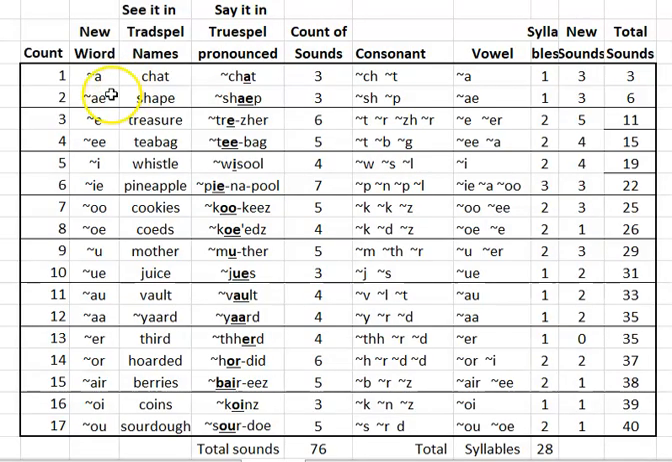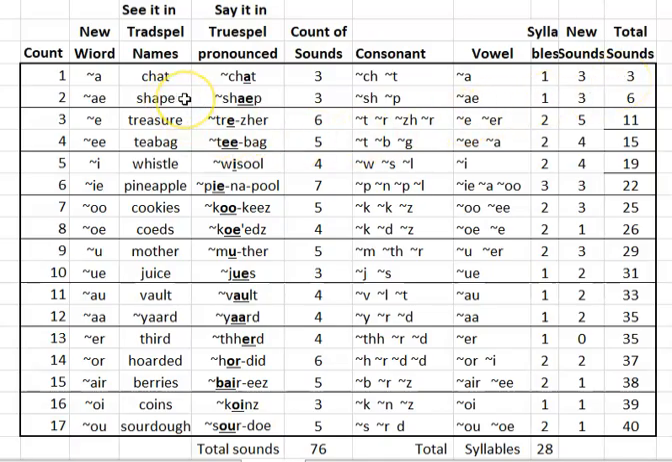Chat is a short A and a long A. Then we have short E and a long E, a short I and a long I. Chat has 3 sounds, ch, a, and t. And they all add up to 3, and these are 3 new sounds.